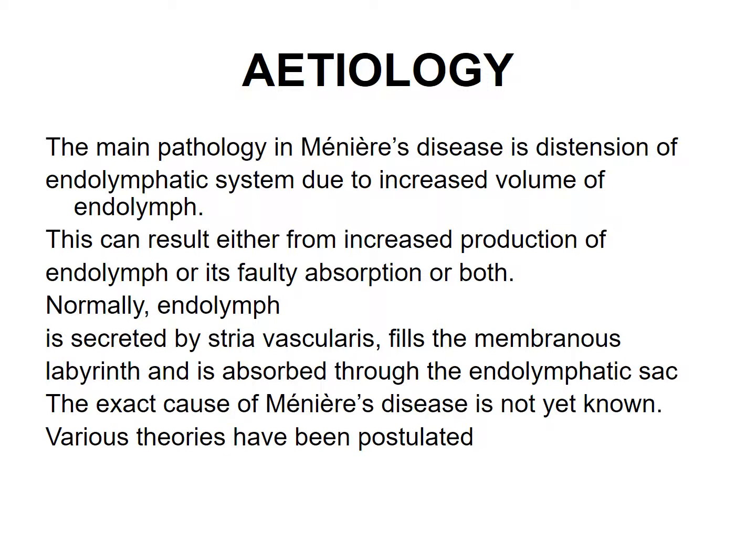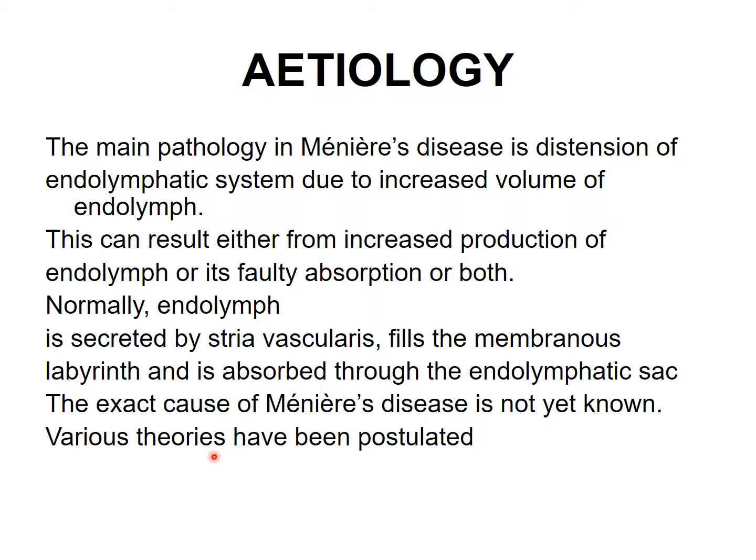Etiology. The main etiology in Meniere's disease is distension of the endolymphatic system due to increased volume of endolymph. This can result either from increased production of endolymph or its faulty absorption or both. Normal endolymph is secreted by the stria vascularis, fills the membranous labyrinth and is absorbed through the endolymphatic sac.